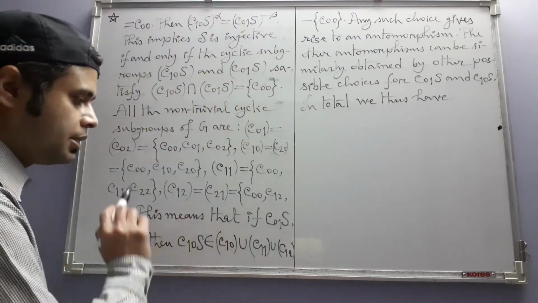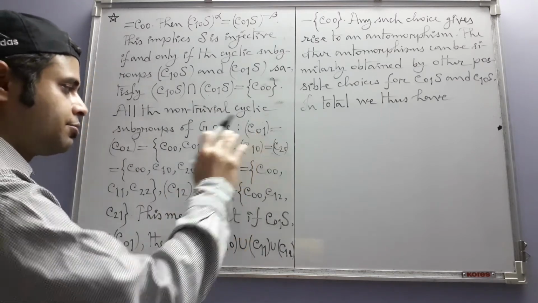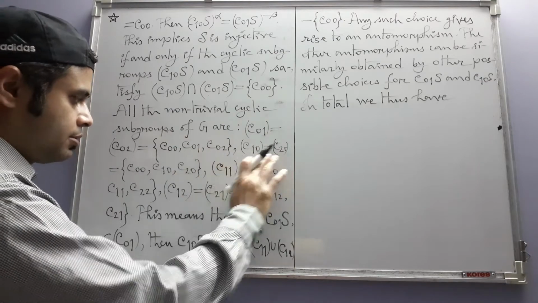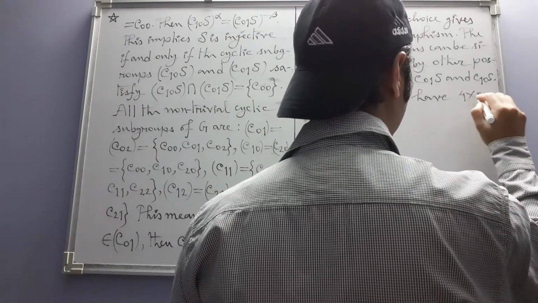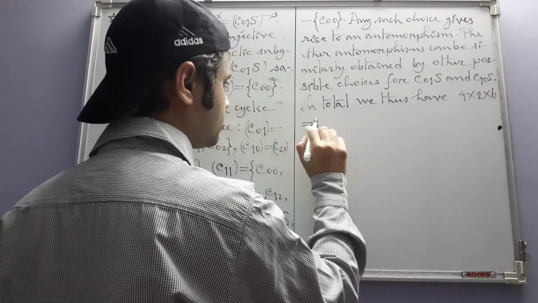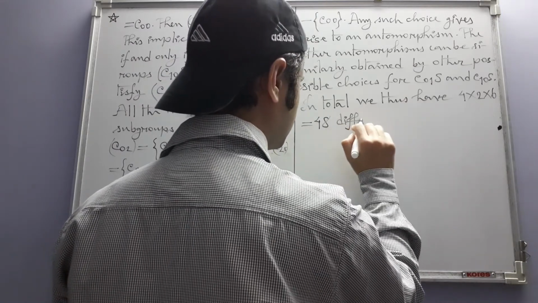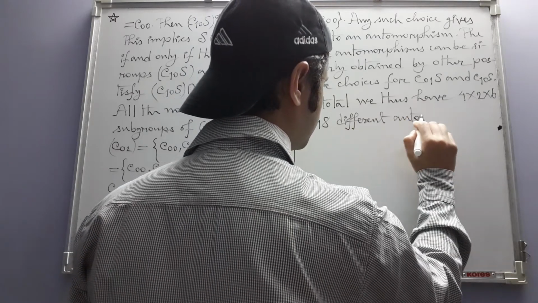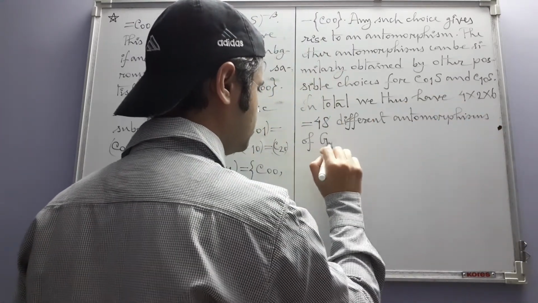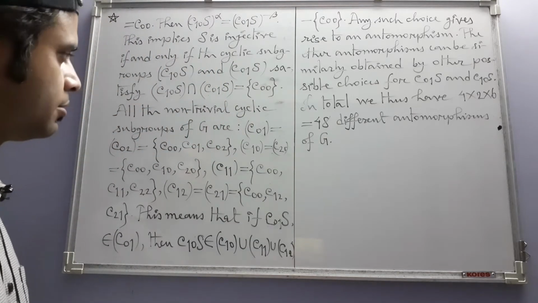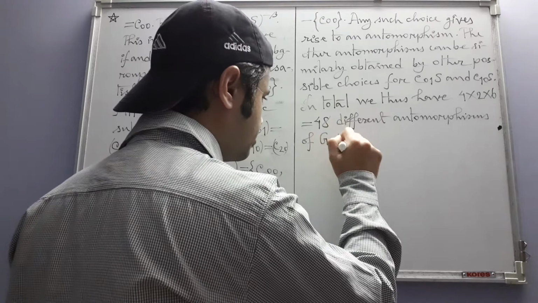But instead of choosing C01S from here, for that itself there are 4 choices, right? This is one choice, this is the other choice, because there are 4 cyclic subgroups. So the total number is 4 times 2 times 6, equal to 48 different automorphisms. The automorphism group of our G will have 48 elements. It will have order 48. So here the solution ends.